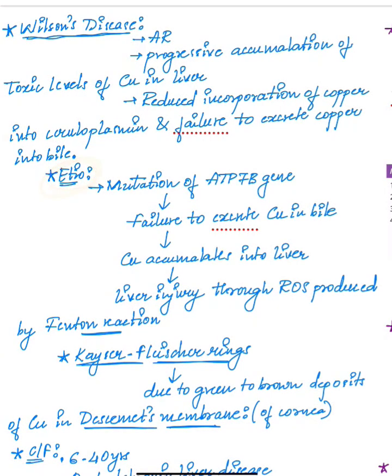Coming to etiology, we can see there is a mutation of the ATP7B gene. Remember, ATP7B gene mutation leads to failure of excretion of copper into the bile, where copper accumulates in the liver, causing injury through ROS produced by Fenton's reaction.